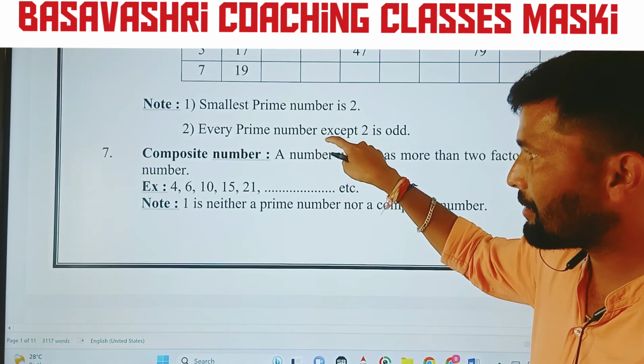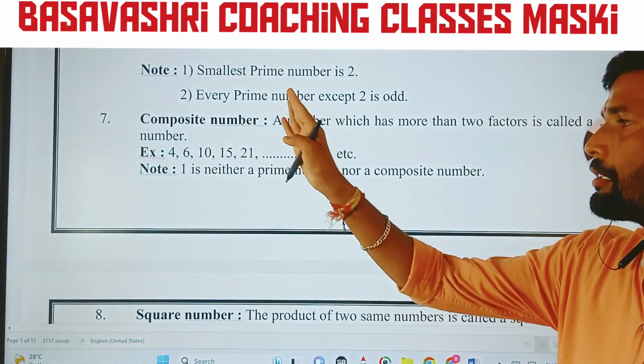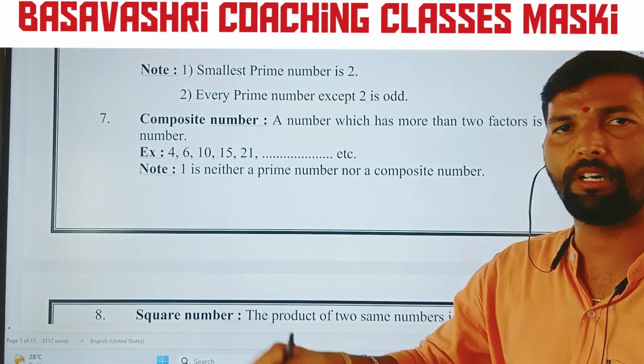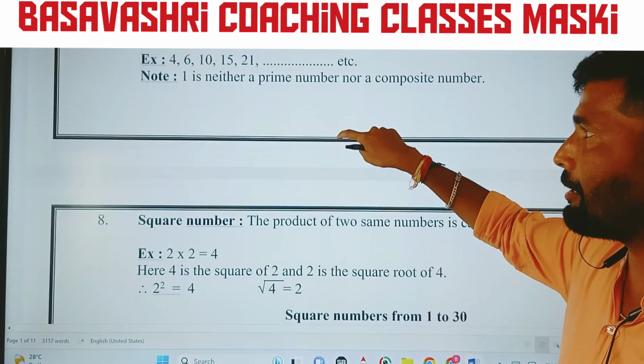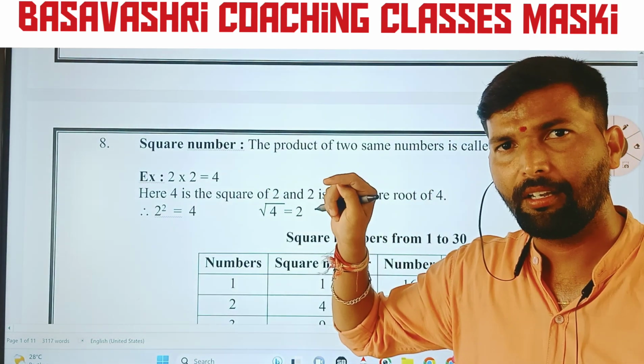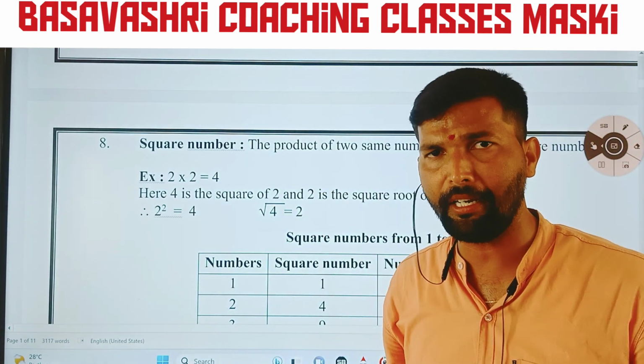So the composite numbers are 4, 6, 10, 15, 21, and so on. We can write that. Now, next, the square numbers. So now in the 5th standard we have to study the square numbers.